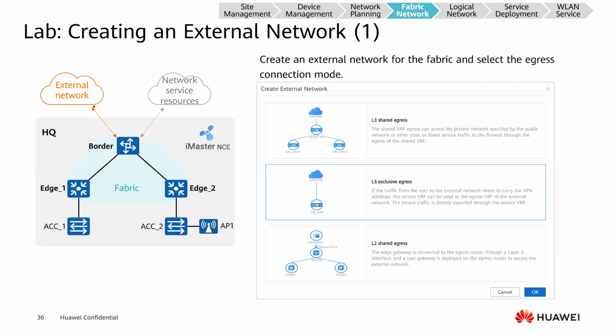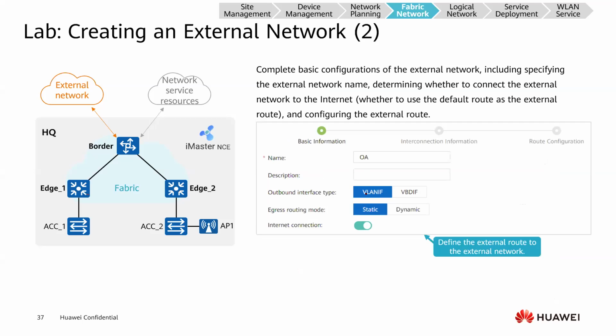And in our scenario, the gateway is inside of the fabric, right? We use the distributed gateway solution. So the gateway is here, which means it is inside of the fabric. So you can only use the L3 exclusive egress or L3 shared egress. And if the gateway is outside the fabric, you can choose the last one, the layer 2 shared egress. And in our experiment, we choose the second one.